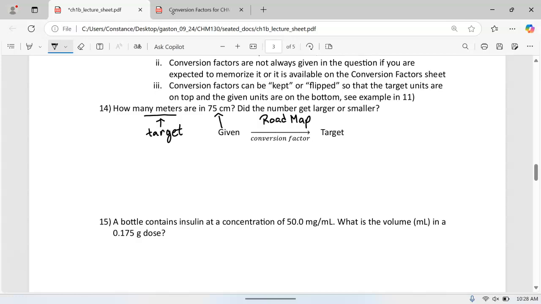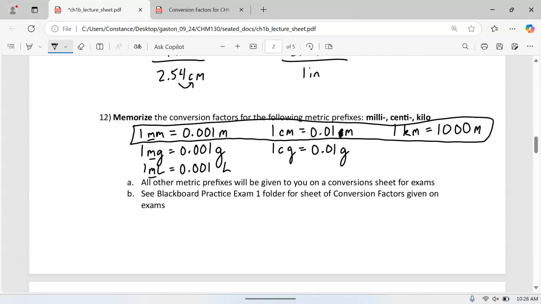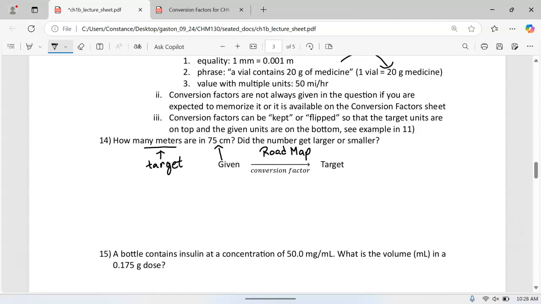So that conversion factor must be something that we had to memorize, or it must be available in that conversion factor sheet. And if you remember, the centi prefix is one of the 3 that we have to have memorized. So 1 centimeter is equal to 0.01 meters. I'm going to rewrite that down here on the side, and that is my conversion factor. I'll abbreviate it.